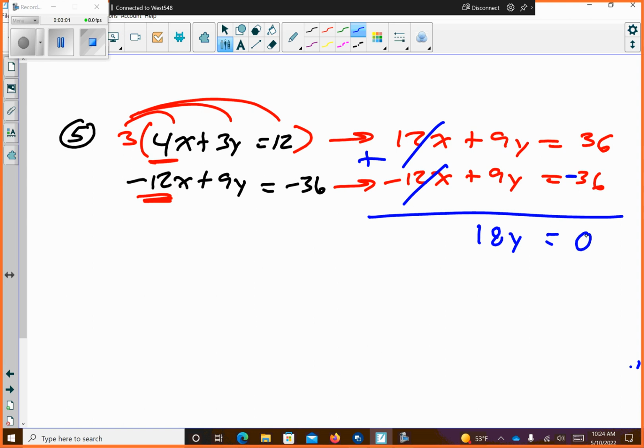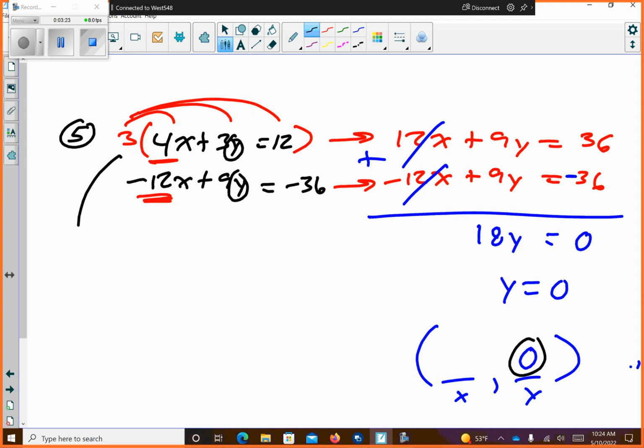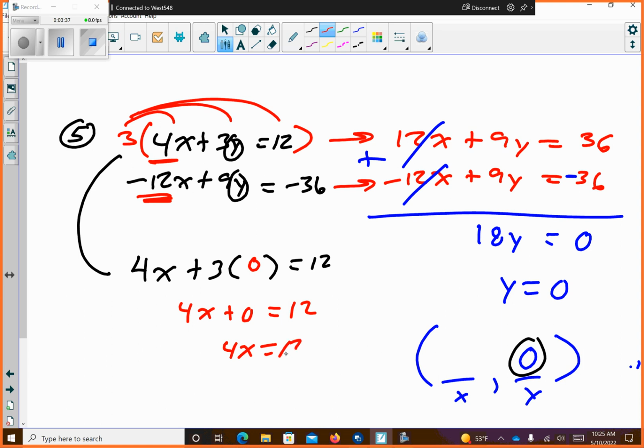So what does y have to equal if 18y equals 0? y has to equal 0, right? So I have an x and I have a y. I'm going to take this 0 and plug it in for either of these. It does not matter which one I plug it into. So I'll just take the top one. I get 4x plus 3, there was a y there, but now I'm going to put a 0 there. So 4x plus 0 equals 12. So 4x equals 12. Divide each side by 4, so x equals 3. So that's my answer.